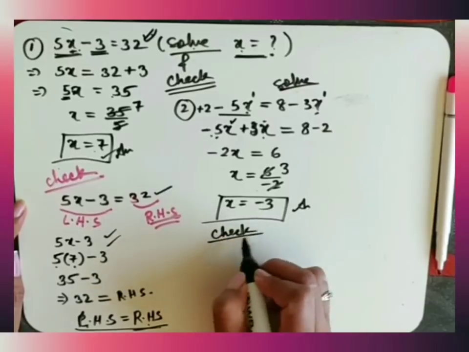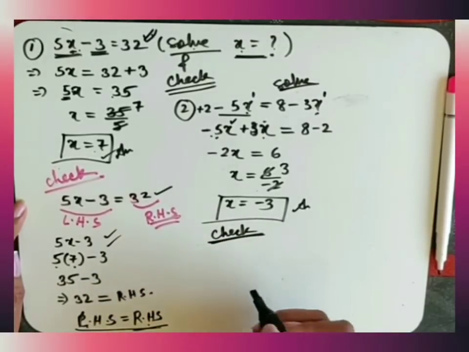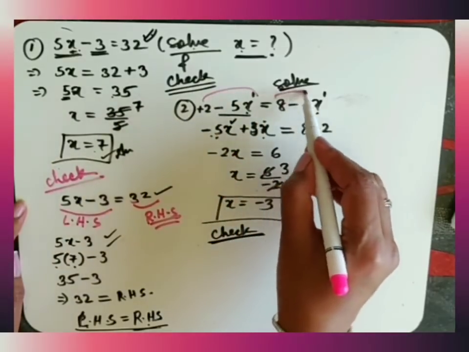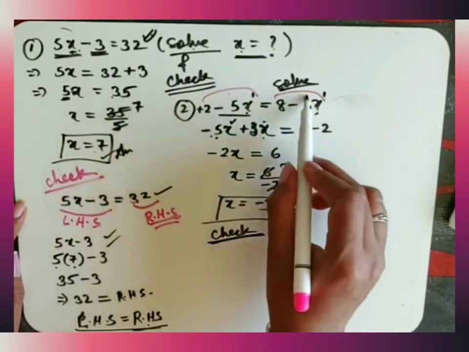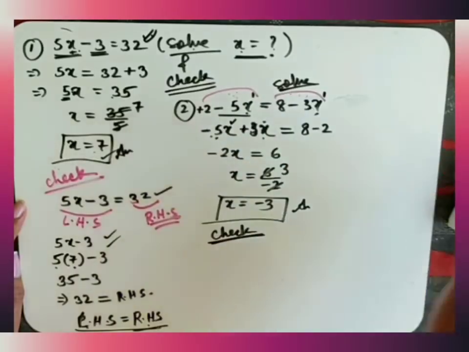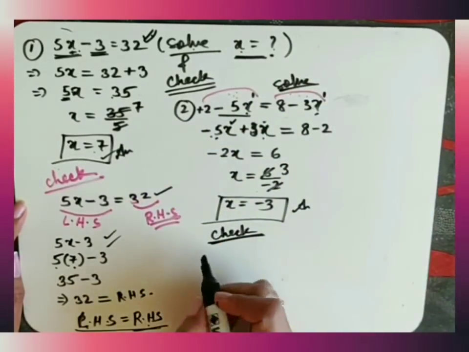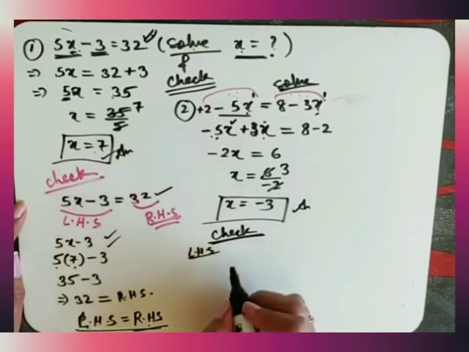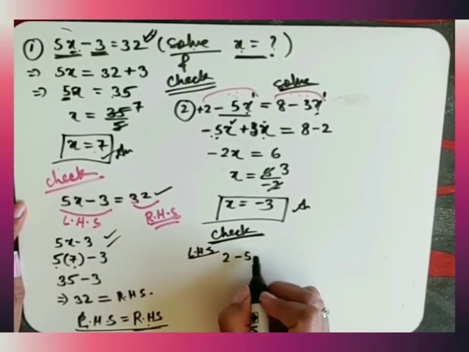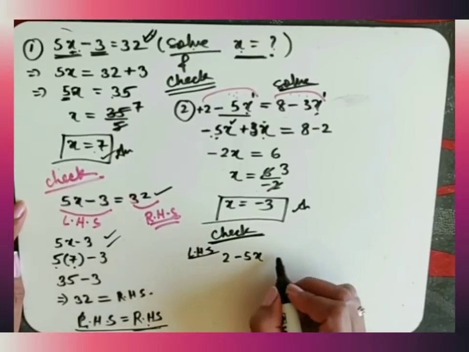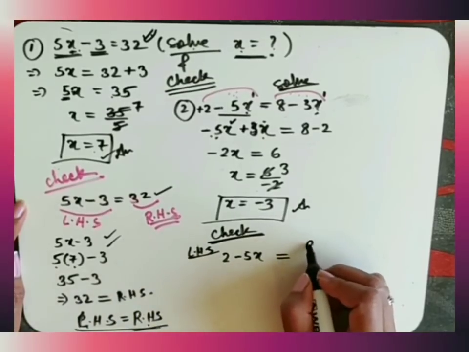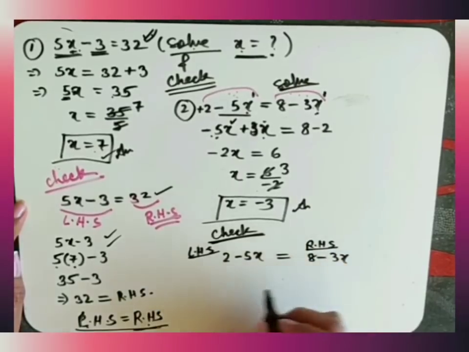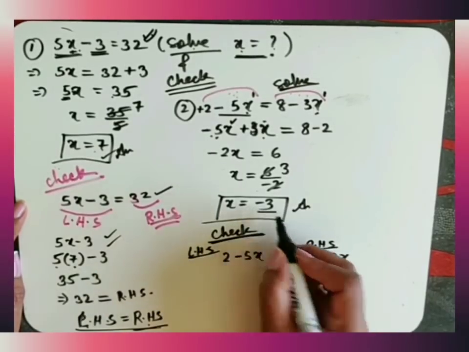I'm going to explain how to check in this question as well. For the left hand side and right hand side, we need to do the calculation on both sides. So first let's take the left hand side. On the left hand side you have 2 minus 5x. Now substitute in here, and keep it on the right hand side as well. The right hand side is 8 minus 3x. So what is the x value? It is minus 3.